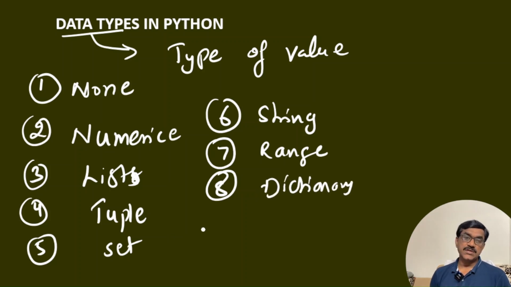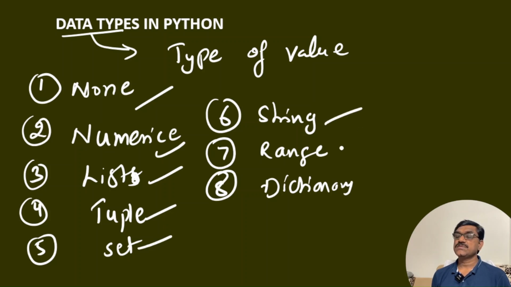Total how many data types in Python? Eight. First one none, second one numeric, third one list, fourth one tuple, fifth one set, sixth one string, seventh one range, and the last one dictionary. There are 8 data types in Python. Now we are going to see none, after that numeric. Depending upon the time and the situation, wherever it is required, we are going to discuss all the data types in Python. First, let us discuss the first data type, none.